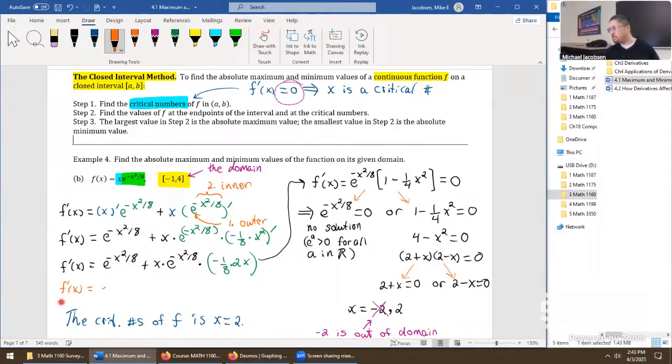f prime of x equals e to the -(x²/8) times a bracket. We're essentially dividing it out. So there's a 1 here now, plus x. It's gone from here, and it leaves behind the -1/4 times x over here. So factoring that out gave us this bracket. And then all I did was multiply x by x to get that x squared there.